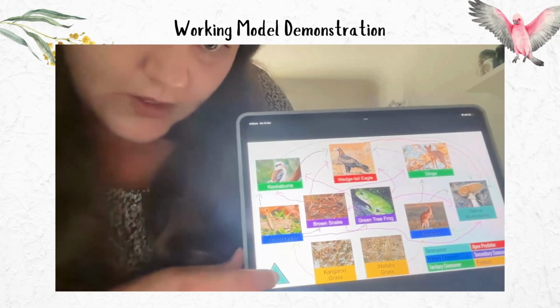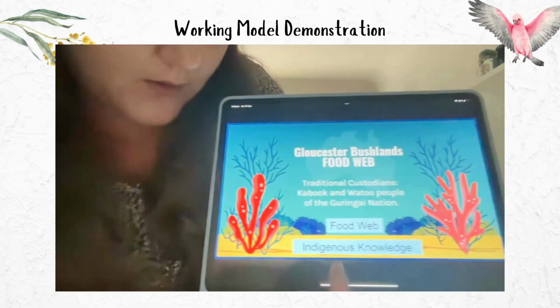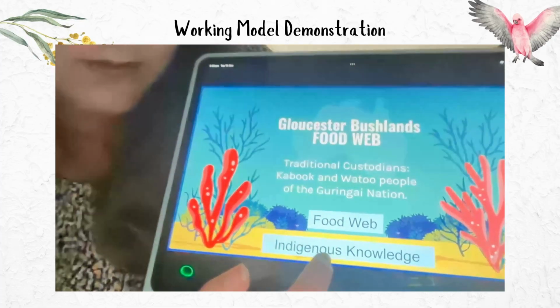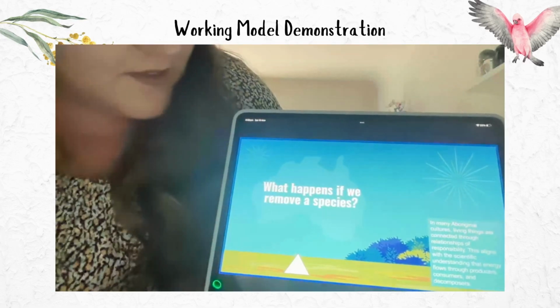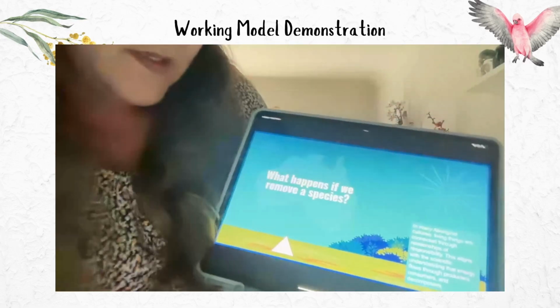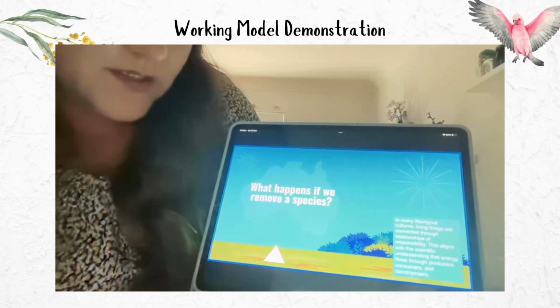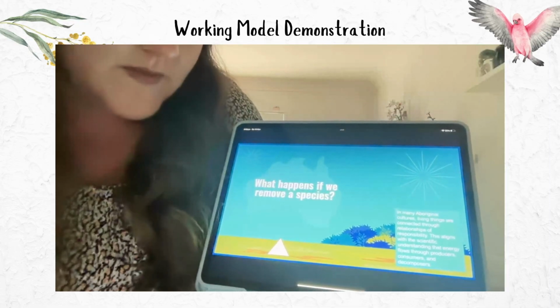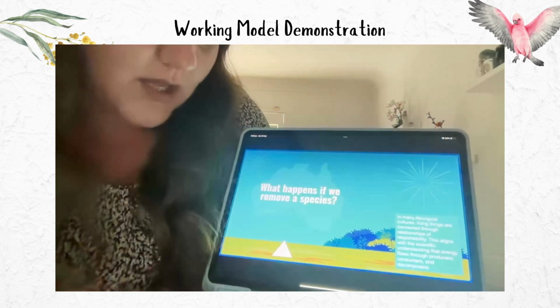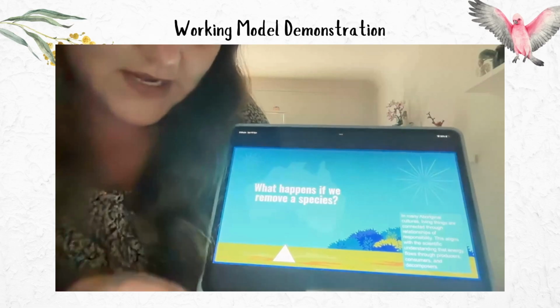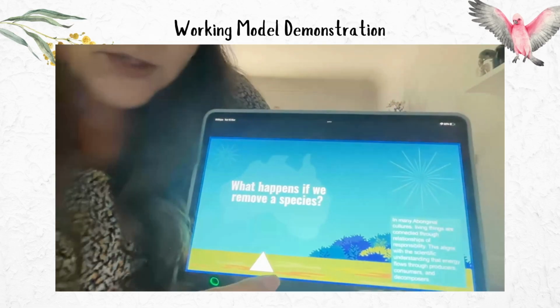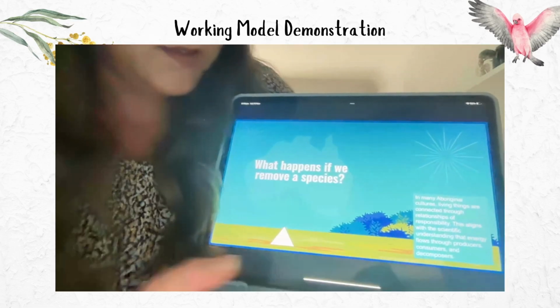So I'm going to return home by clicking this triangle. And now I'm going to go back down to the second hyperlink, which is called Indigenous Knowledge. Here we'll find a question: what happens if we remove a species from the ecosystem? Now, in many Aboriginal cultures, living things are connected through relationships and responsibility. This all actually aligns with the scientific understanding that energy flows through producers, consumers, and decomposers. So that is some information that the students would have learned as they have gone through their assessment here.